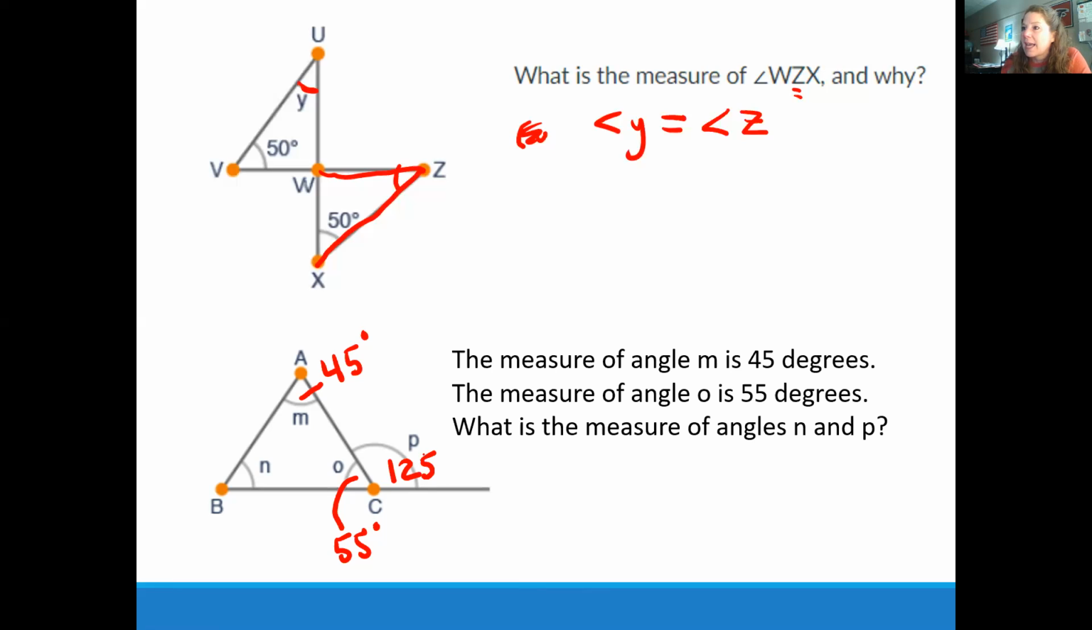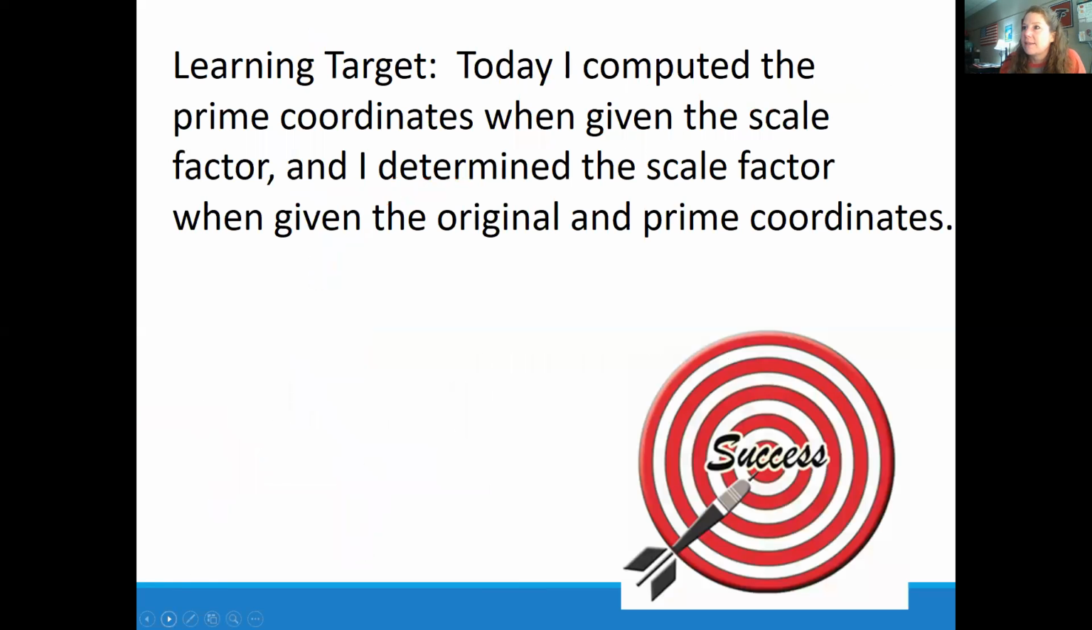And I know that angle P must be equal to M plus N, because this is an exterior angle. So 125 minus 45 is equal to 80. So angle N is 80 degrees. Then we can double check it. We have to make sure those three inside angles are equal to 180. So 80 plus 45 plus 55 is in fact 180 degrees. So like I said, a couple of different ways we could find that.